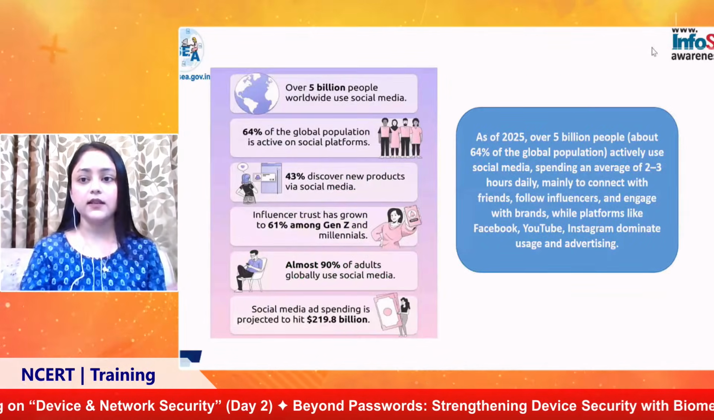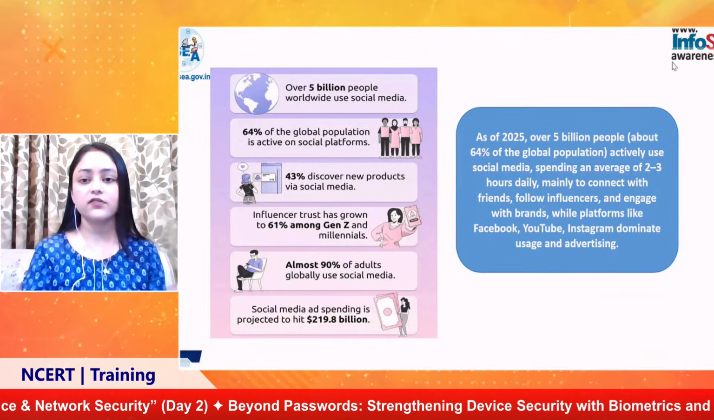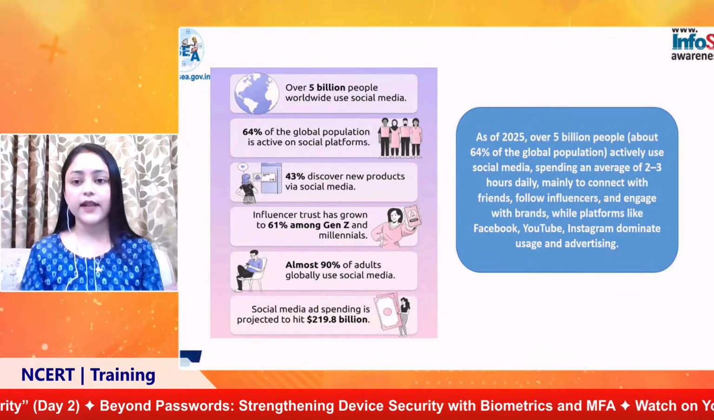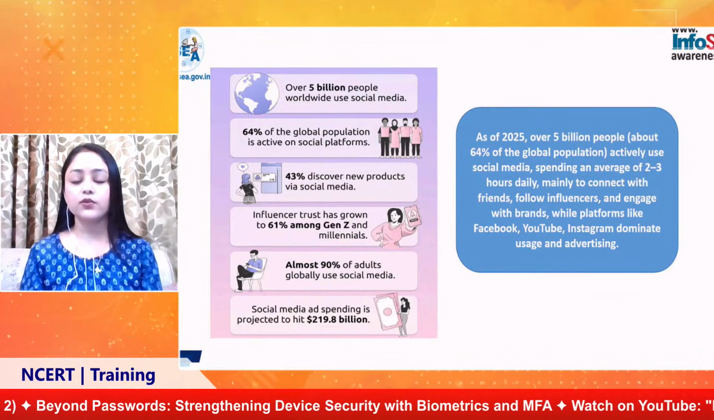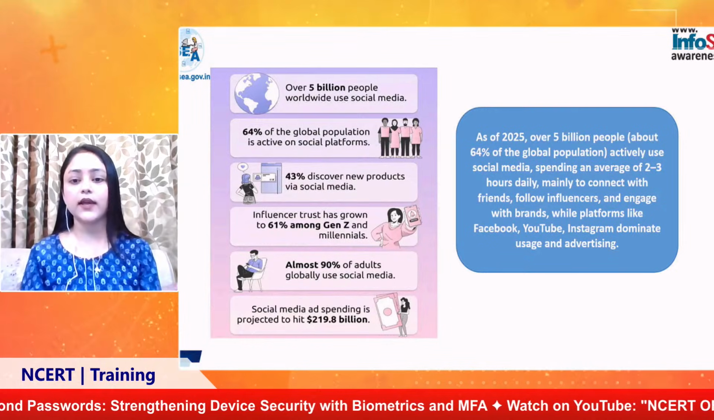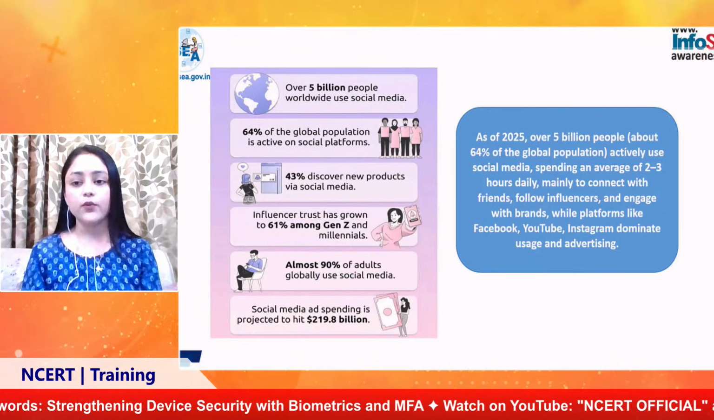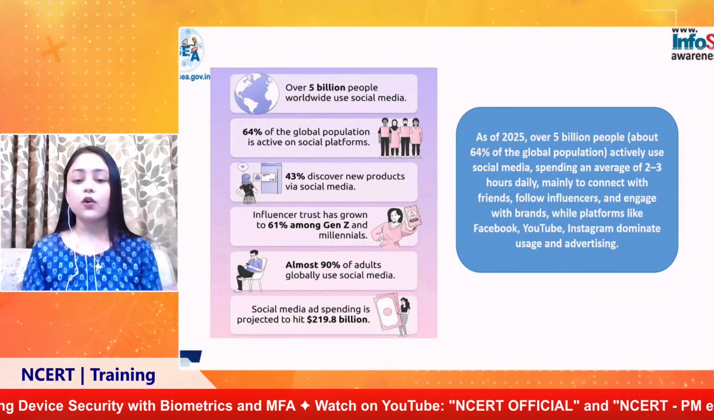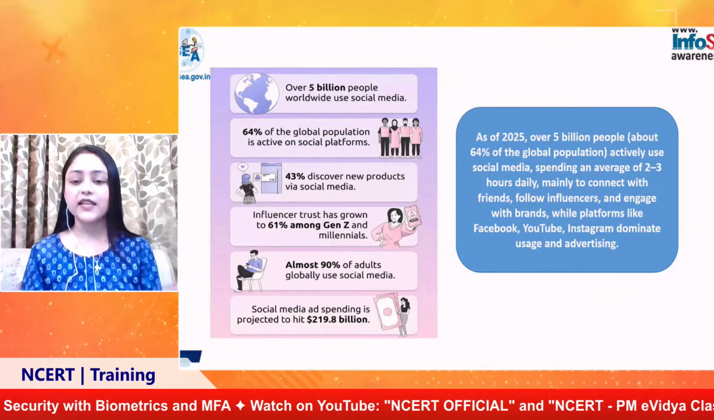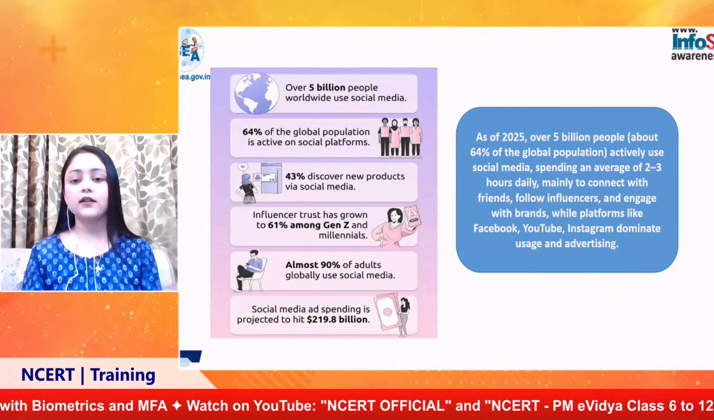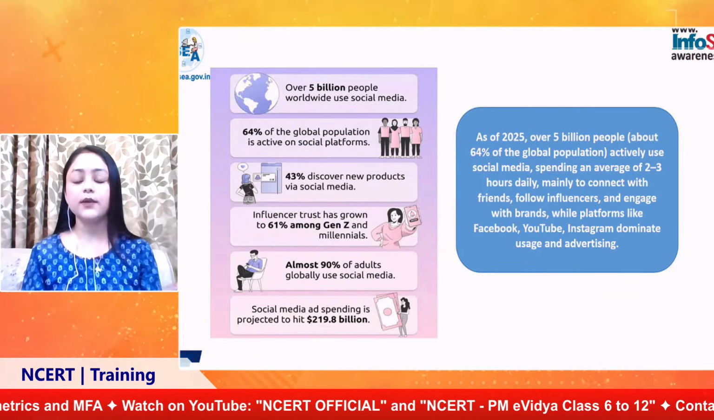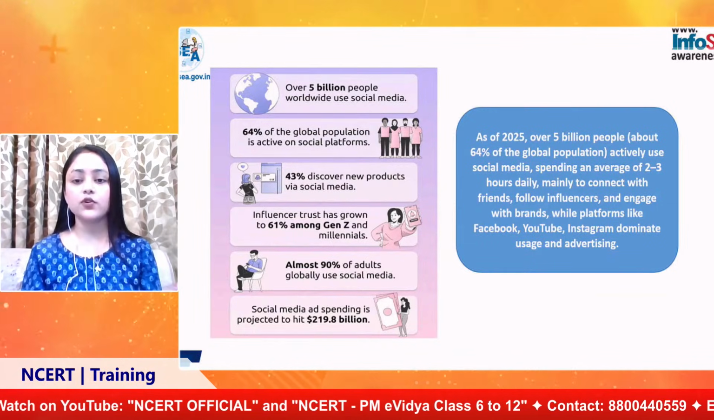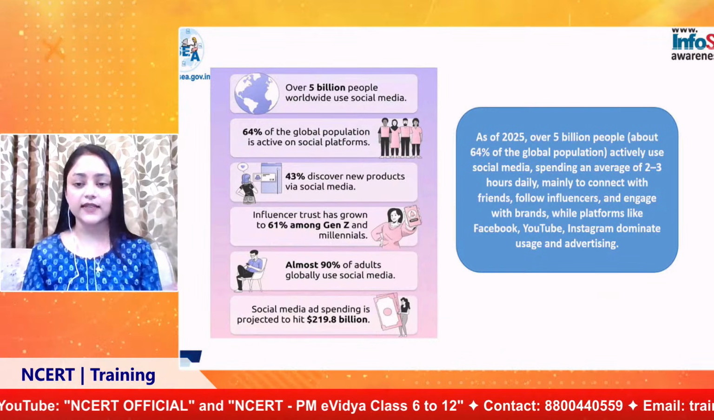And here you can see that as of 2025, over 5 billion people actively use social media, spending on average 2 to 3 hours daily, mainly to connect with friends, follow influencers, and engage with different kinds of brands. They are also using platforms like Facebook, YouTube, and Instagram, which basically show us a lot of advertisements, and they are also doing a lot of business through these advertisements.